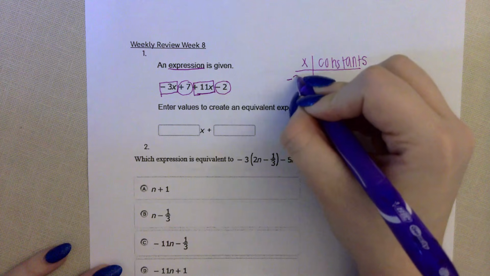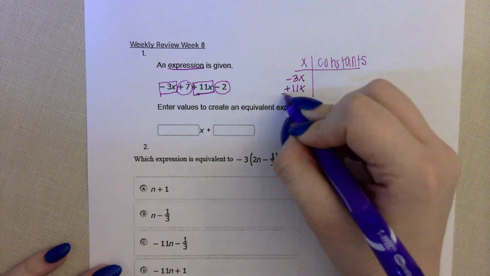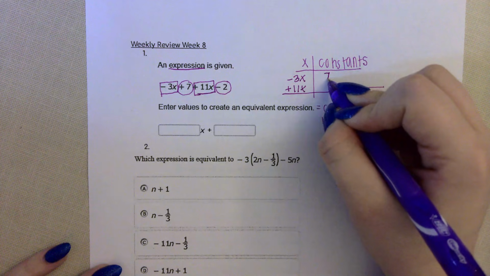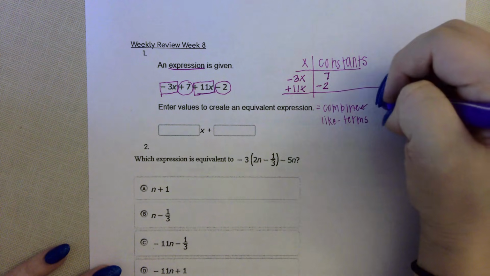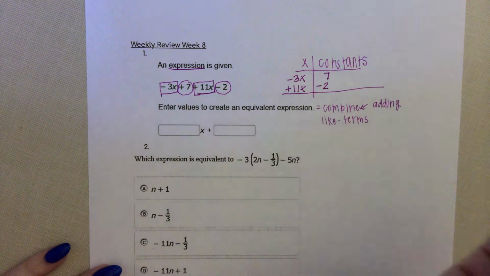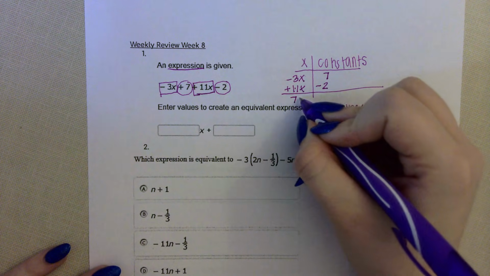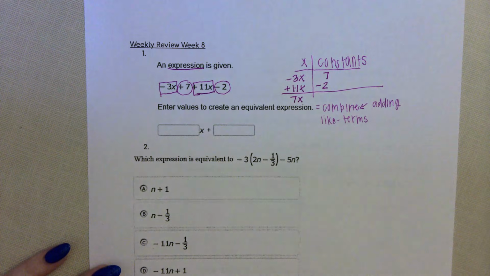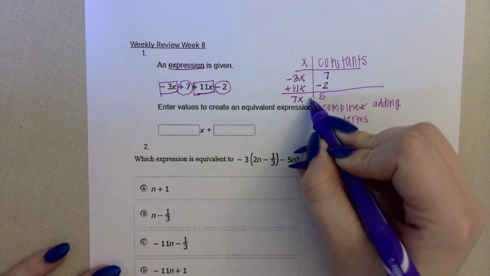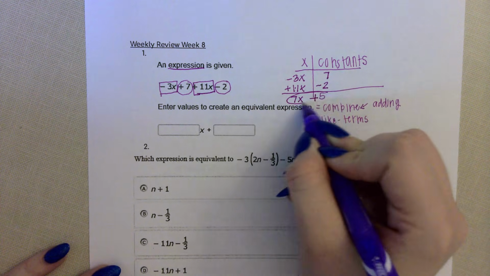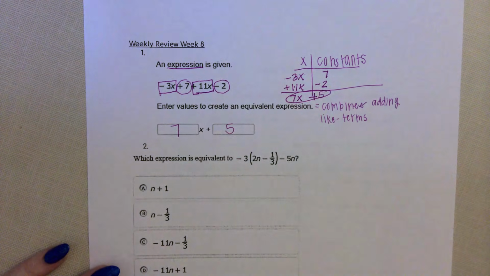My variables, I have negative 3x and I have positive 11x. And for my constants, I have 7 and I have negative 2. Remember, the word combine means I am adding these terms together. So negative 3 plus 11 gives me 7x. And 7 minus 2 gives me 5. And then remember, if it's a positive, there's a plus sign out here, so I get 7x plus 5. So an equivalent expression is 7x plus 5.